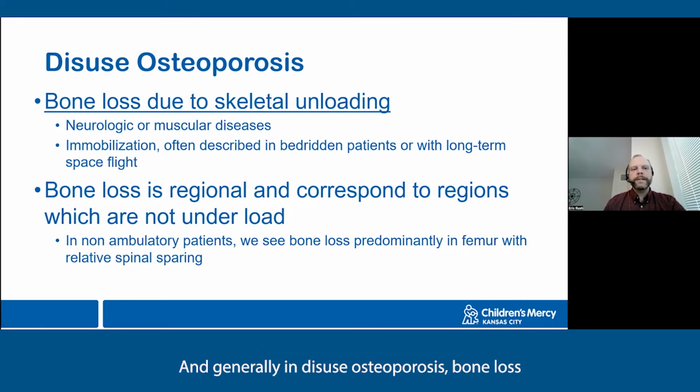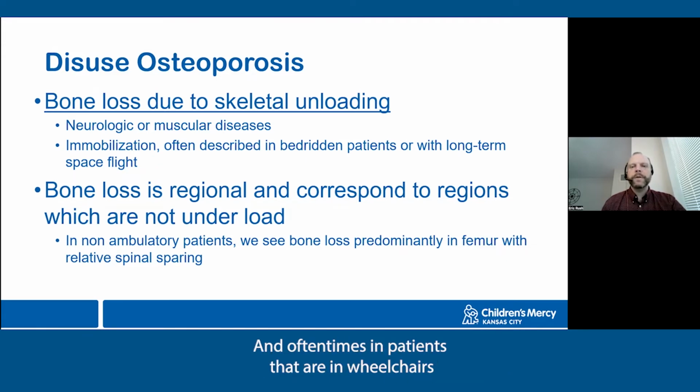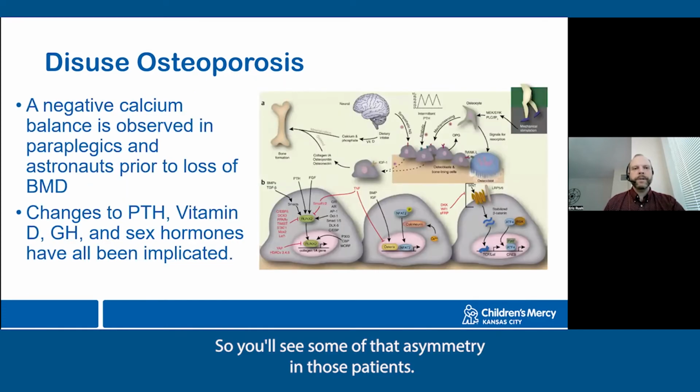And generally in disuse osteoporosis, bone loss tends to be regional and will correspond to regions which aren't under load. And oftentimes in patients that are in wheelchairs and are predominantly in a seated position, we'll find that they don't have as much disuse osteoporosis in their spines, which are still under load, as they do in their femurs, which are not under load. So you'll see some of that asymmetry in those patients.